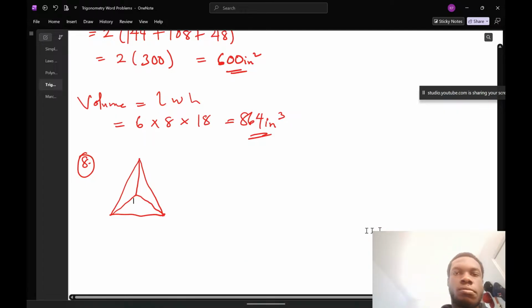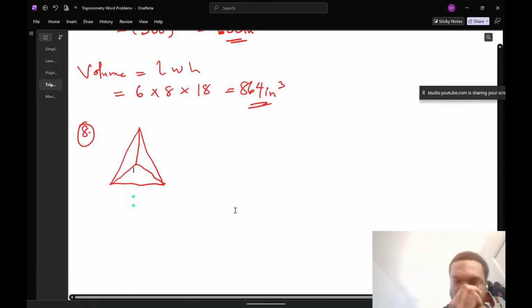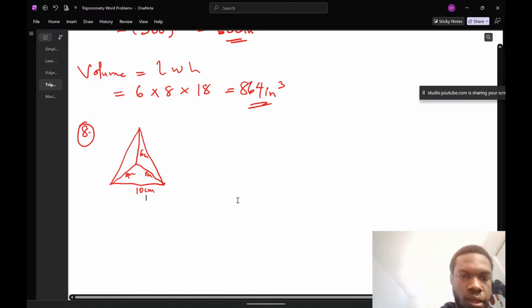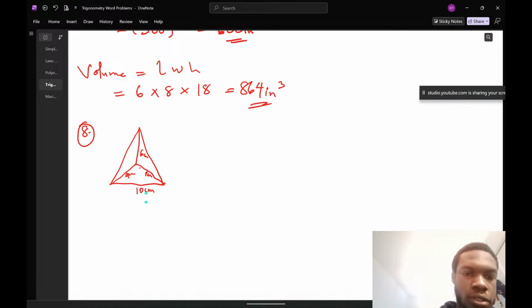So let's say that the height here is 6 centimeters. Let's say the base length here is 4. This one will definitely be 4 because they are equal in length. And let's say the base from here to here is 10 centimeters. And let's assume that the cross section here is about 4 centimeters too.